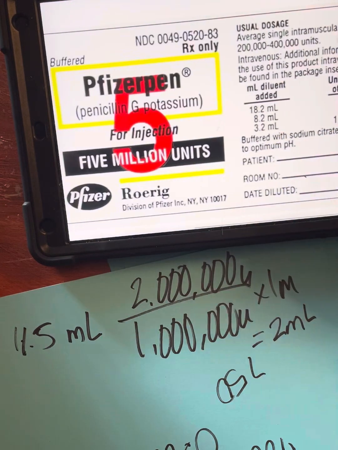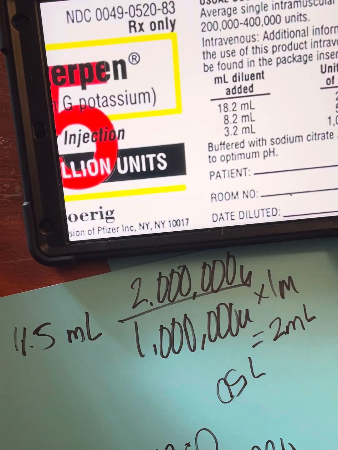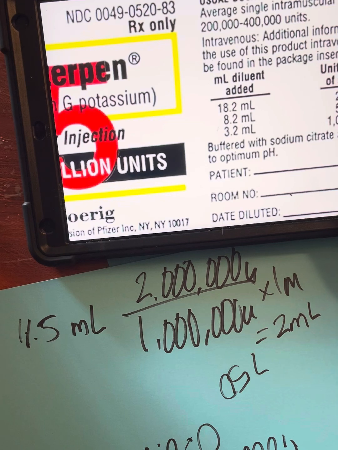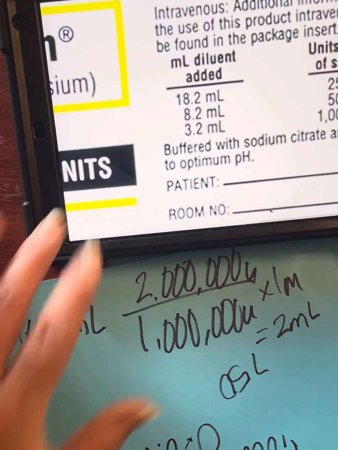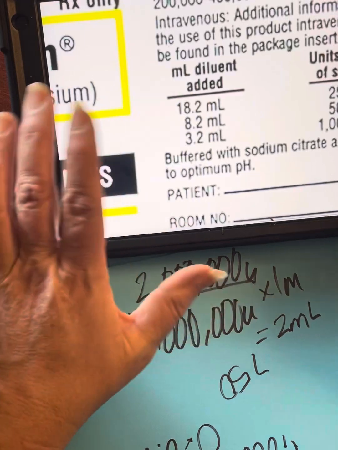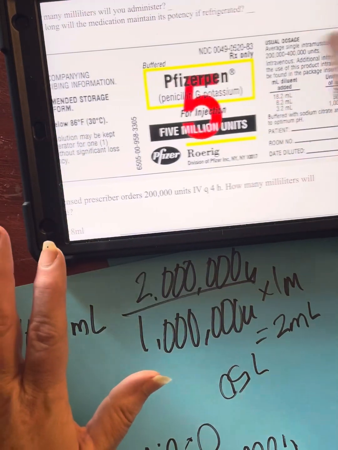And so we have the same options over here. The average single intramuscular injection is between 200,000 and 400,000 units. And so you can reconstitute it.